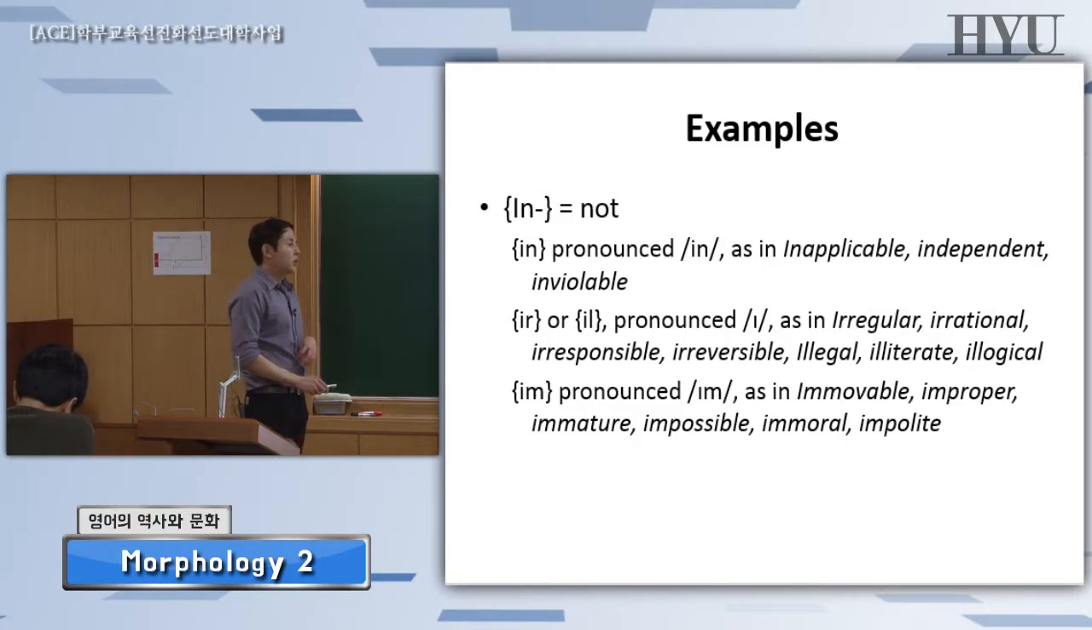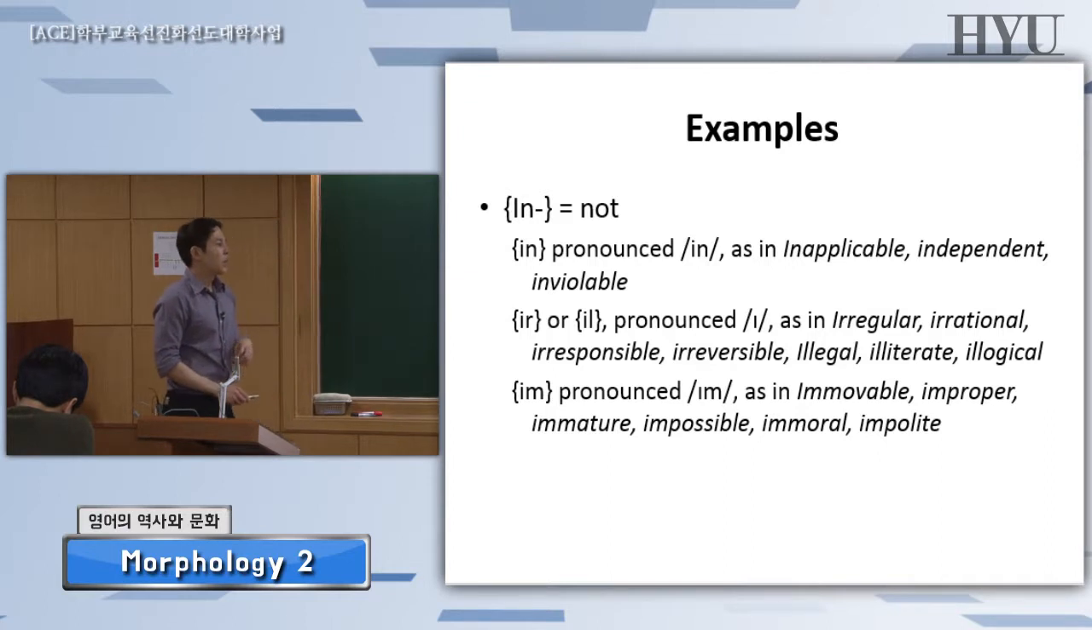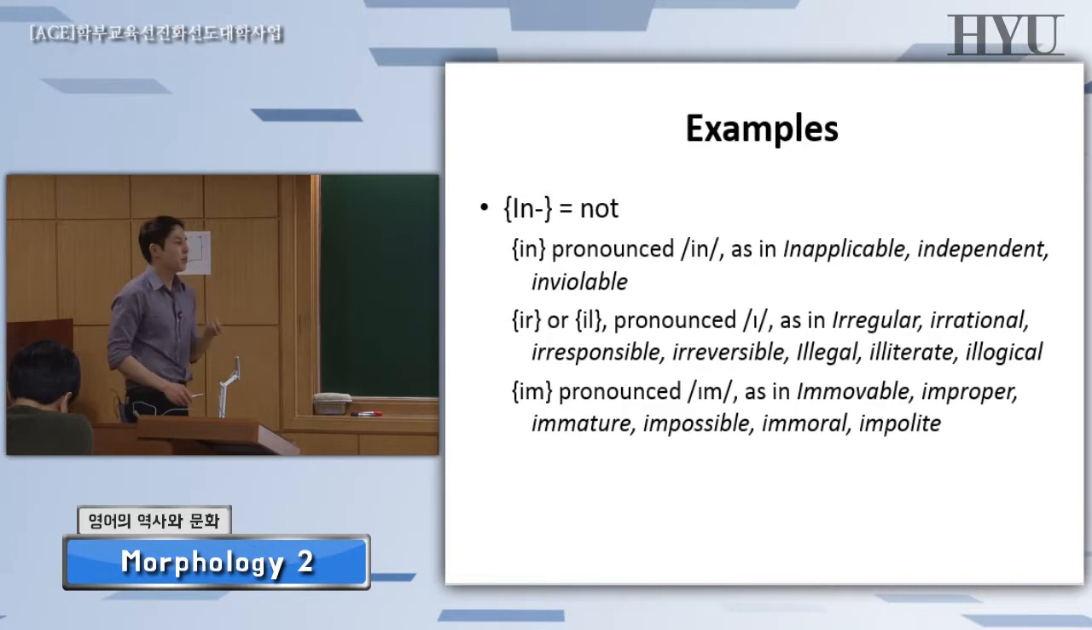Or it can turn into "im" when the next word begins with a bilabial, usually P or M. Immovable, improper, immature, impossible, immoral, impolite, like that. So they look a bit different, N, R, L, or M, depending on the following consonants. So this is what we call allomorphs of the same morpheme. Okay?